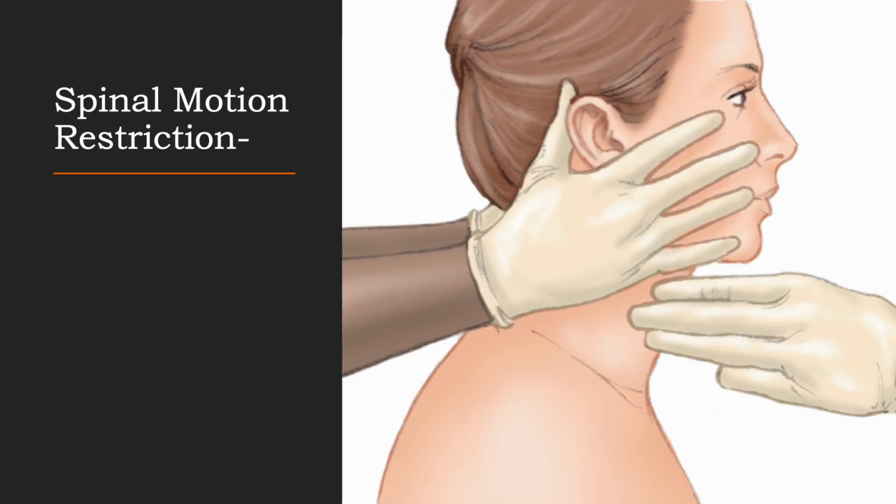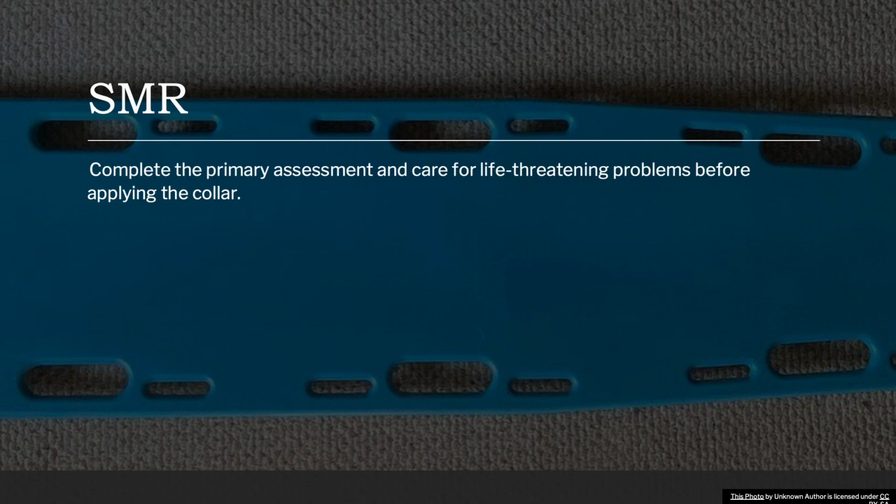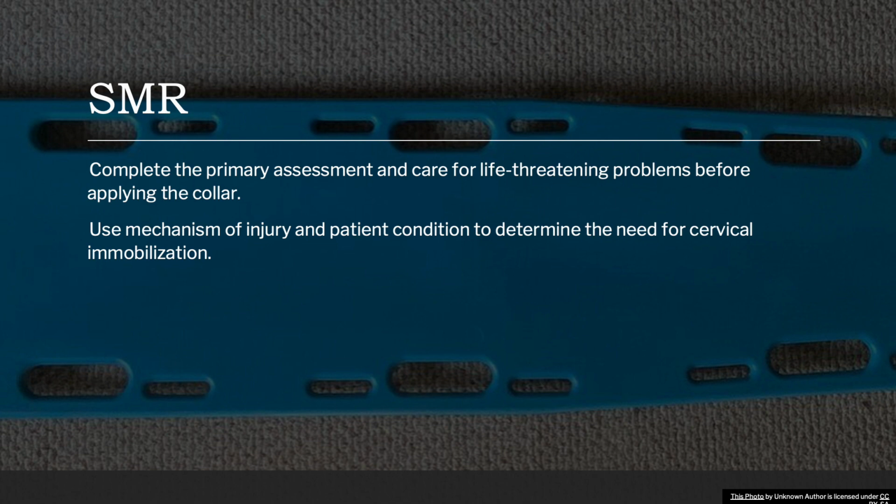Spinal motion restriction. So, apply a C-collar for any patient where you're taking spinal precautions. And that's what we're going to call it. Complete the primary assessment. Care for life-threatening problems before applying the collar. So we're going to hold manual C-spine in the meantime. Use patient mechanism and condition to determine the need for cervical immobilization. So if they just tripped and fell and nothing hurts and they're feeling okay, cool. If they tripped and fell onto something and it's a super distracting injury, we're going to go ahead and place the C-collar because they may not recognize that their neck hurts because they're so focused on the bar sticking out of their leg or something.